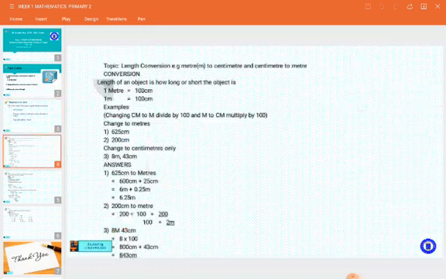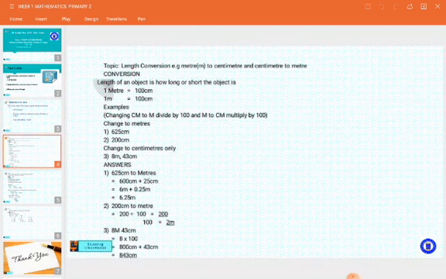Now look at the conversion of length. We are going to define length together, or you repeat after me. Length of an object is defined as how long or short the object is. Everybody repeat after me. Good. You are good children.